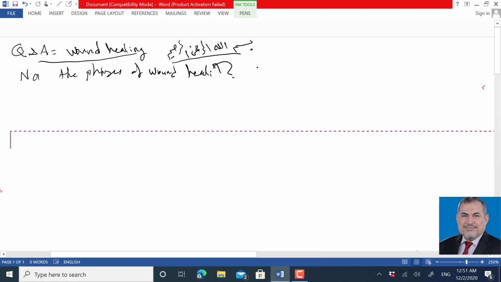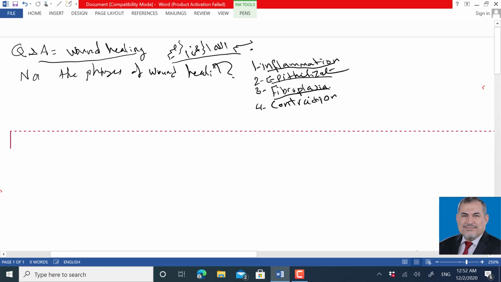We have four phases of wound healing. The first phase after any wound injury is inflammation. This is phase 1. Phase 2, epithelialization. Phase 3, fibroplasia. And phase 4, contraction, wound contraction. So inflammation, epithelialization, fibroplasia, and contraction. These are the 4 phases of wound healing.